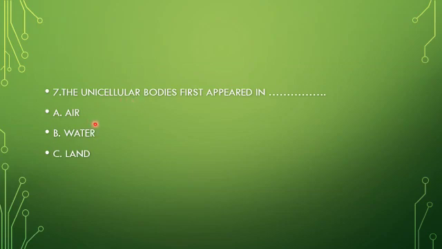There are three options given here: air, water and land. We'll see which is the right answer to this question. The right answer is in the water. So the single cell bodies first appear in the water.